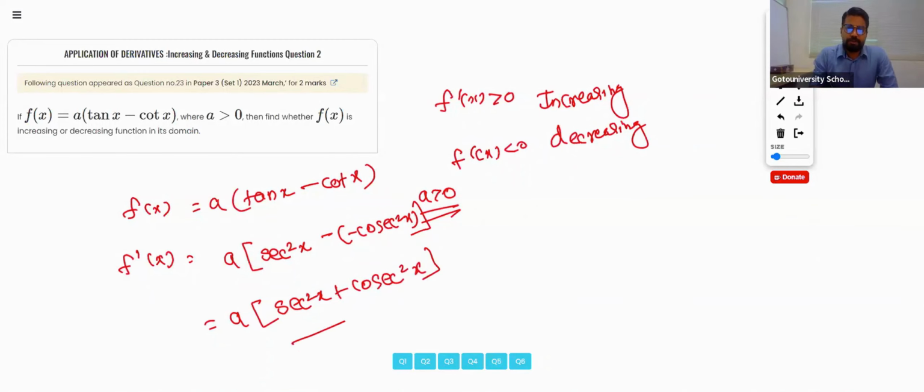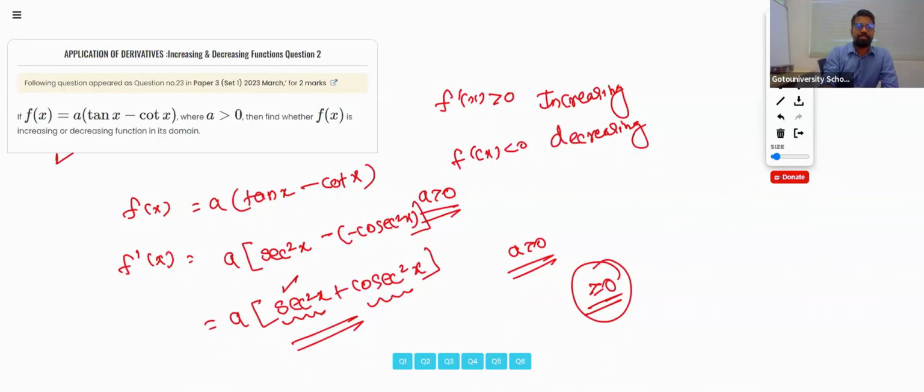So can you understand, is it positive or negative? It is clearly stated that a is greater than 0, and secant square of any number is always positive and this is always positive. Okay, but it can be even 0, right? As a is always positive and this cannot become negative, the product is either positive or 0. So in that case, the given function is an increasing function. I may not say strictly increasing because it might even become 0.